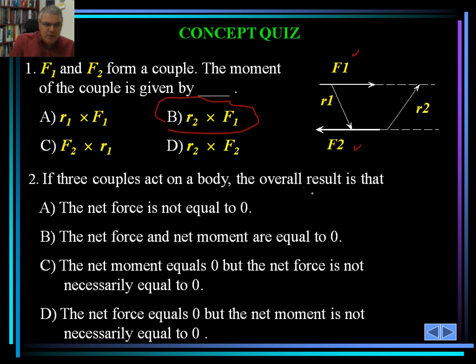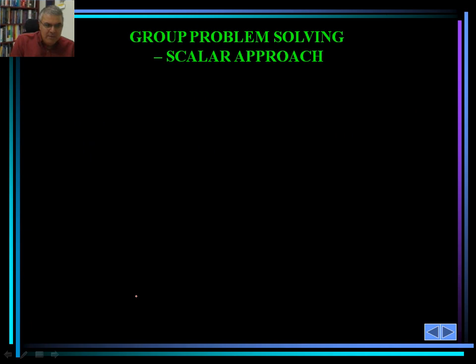Secondly, if three couples act on a body, the overall result is that the net force is not equal to 0. That's A. Answer B, the net force and net moments are equal to 0. Remember, it's a couple acting on a body. The net moment equals 0, but the net force is not necessarily equal to 0. The net force equals 0, but the net moment is not necessarily equal to 0. Just by definition, answer D is the correct answer, okay?